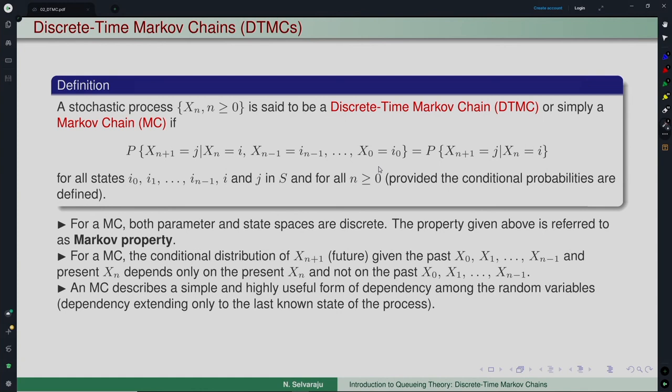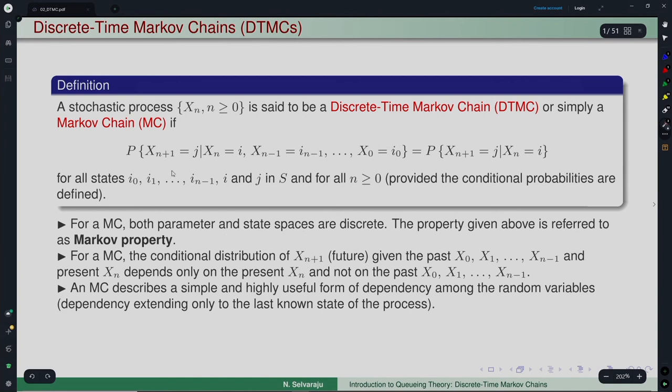This is what is known as the Markov property. This Markov property should hold true for this process in order for us to call x n a discrete time Markov chain, or simply a Markov chain. As we already pointed out, here both the parameter and state spaces are discrete. What this means is that the probability that x n plus 1 is equal to j, meaning finding the process in state j at time n plus 1, given that the process was in state i at time n, and in state i n minus 1 at time n minus 1 and so on, and it started at state i 0, is the same as the probability of x n plus 1 equal to j given only x n equal to i.